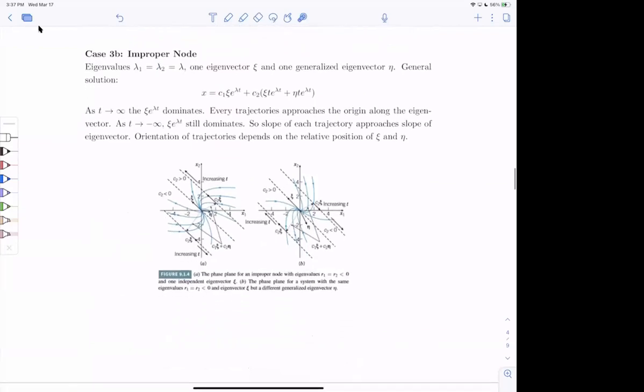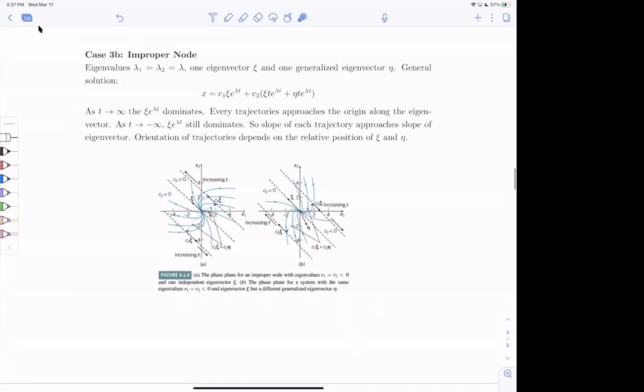And then you would have improper node. This is when you have defective eigenvalues, which means you have multiplicity greater than 1, but you can only find one linearly independent eigenvector. So in that case, it's called improper node. And also based on your eigenvalue, if it's positive, it's called source, and if it's negative, it's called sink.